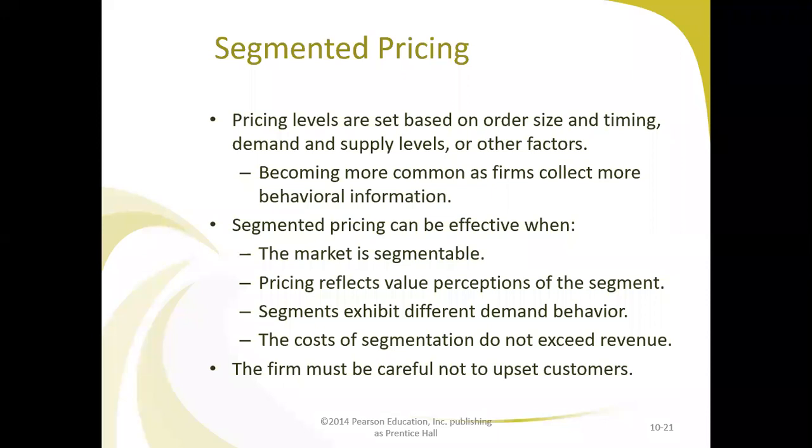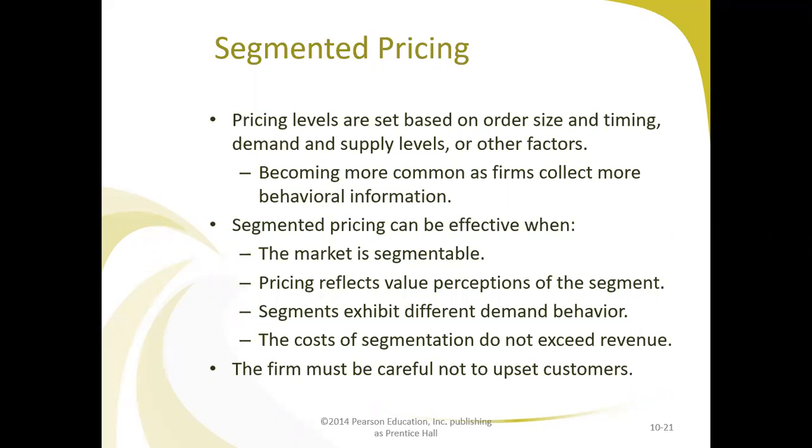So for example, if you are purchasing wholesale like indiamart.com, the order size matters. You can't purchase at the lowest price. The timing comes when the seasonal happens. So demand and supply levels: if there is a huge demand, the price will be high. If supply is huge, then the price will be less, or other factors. Becoming more common as firms collect more behavioral information also.